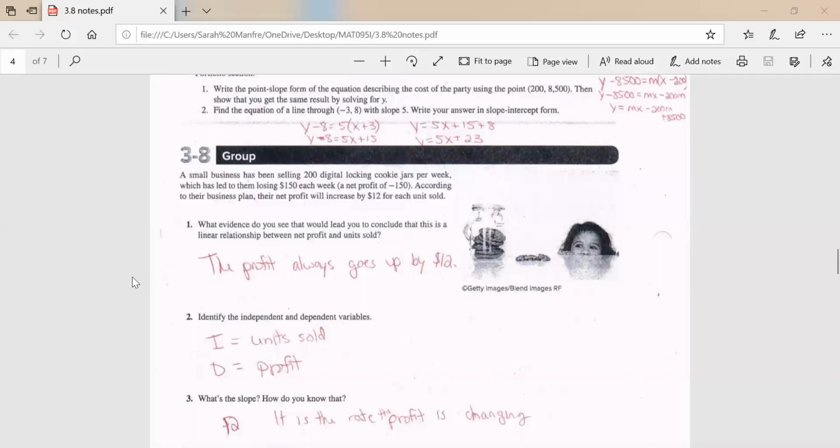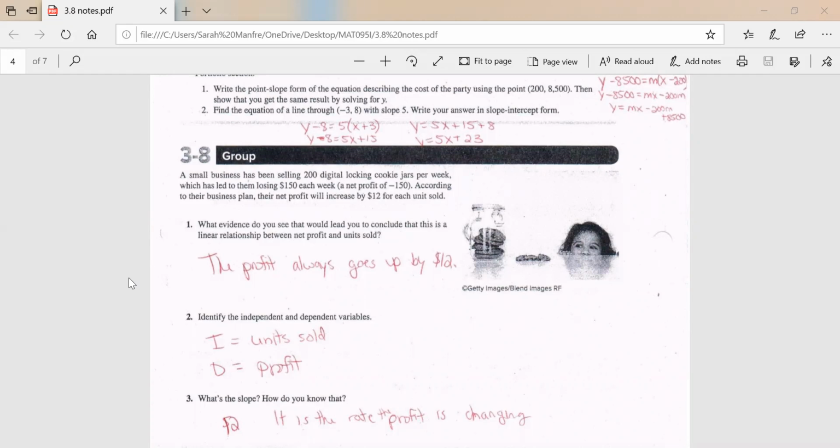All right, so hopefully everybody's had a chance to complete this, and you're using this to check your answers. So it says 3A group work. A small business has been selling 200 digital locking cookie jars per week. That's led them to losing $150 each week, a net profit of negative $150. According to their business plan, their net profit will increase by $12 for every unit they sell.